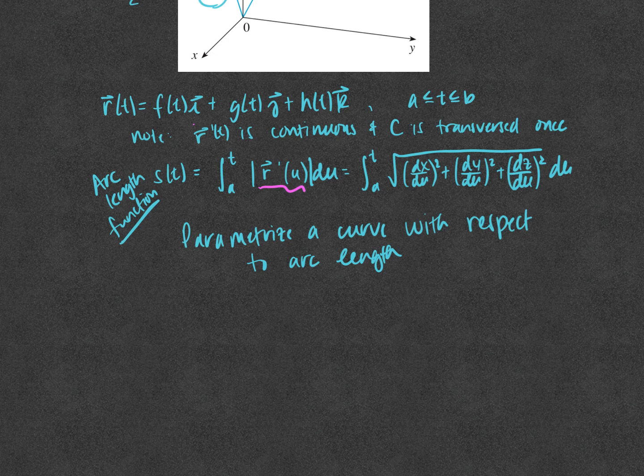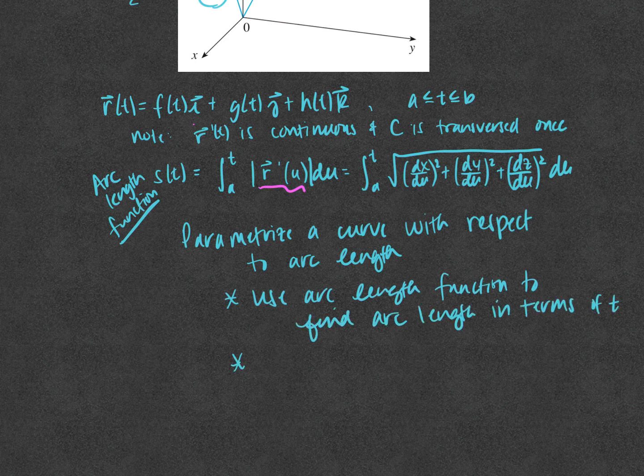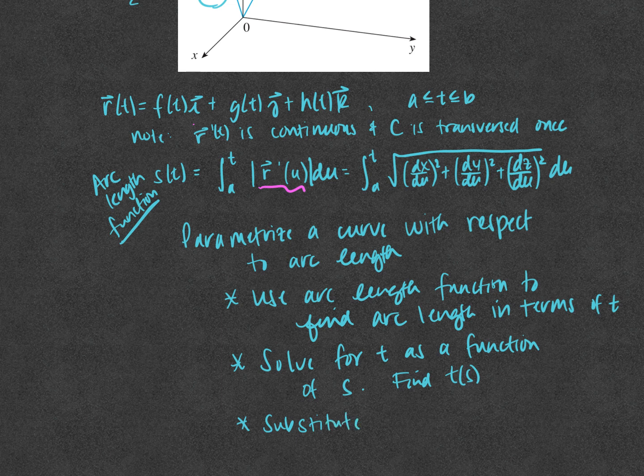So the steps here are, first, we're going to use the arc length function to find arc length in terms of t. You may need to pause to write, and that's okay. Secondly, we're going to solve for t as a function of s. So we're going to find t of s. And thirdly, we're going to substitute for t, so it becomes r of t of s. So that's how we're going to parameterize a curve with respect to arc length.